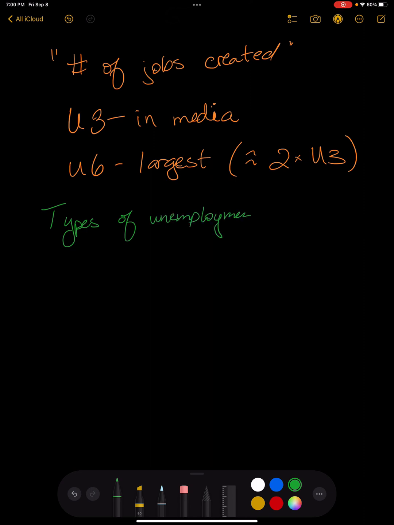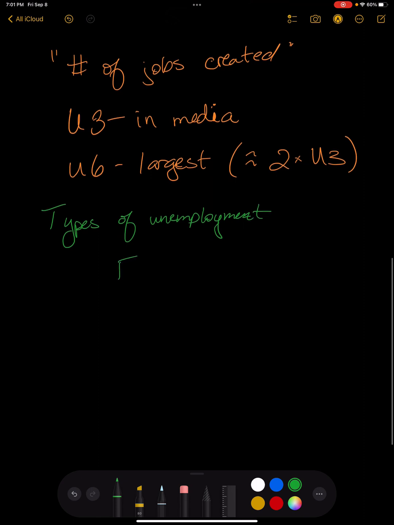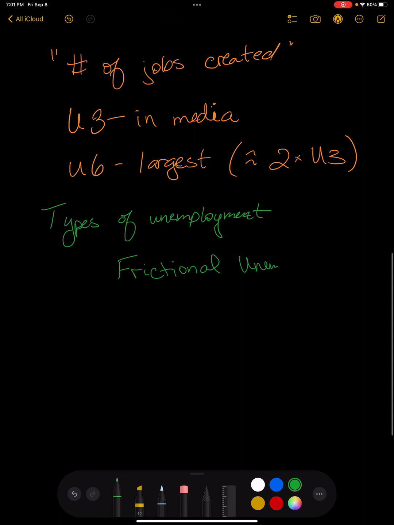The first one is the one that we're least concerned with. So I'm doing these in the order of, I guess, concern or importance, and I'm starting with the least and building up. So the least concerning one is what we refer to as frictional unemployment.